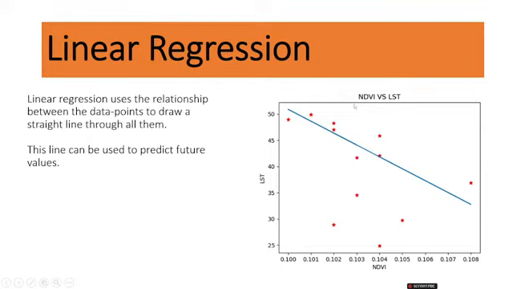Mainly linear regression uses the relationship between the data points to draw a straight line through all of them. And this line can be used to predict future values. This line is called the best fit line. We predict the other values using this best fit line.